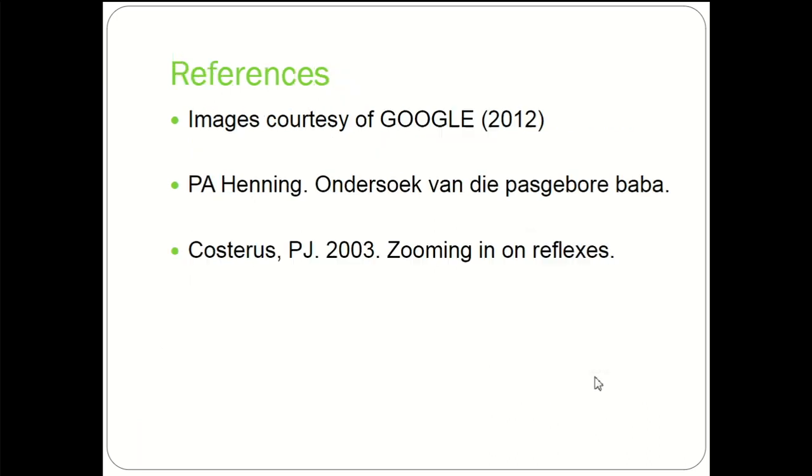I hope everyone has understood about these reflexes. They are very important for a practicing pediatric physiotherapist.